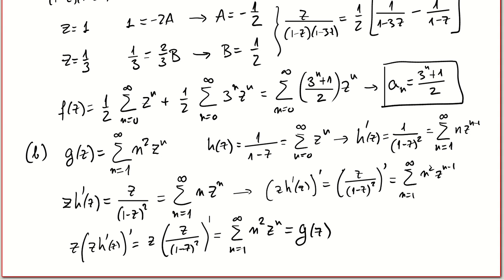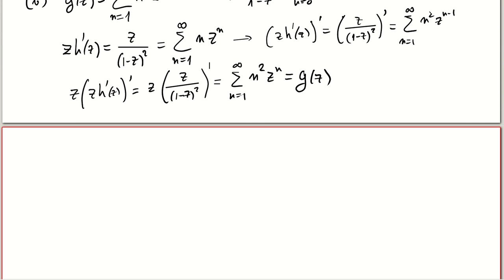Okay, so let's do that, right? So let's take the derivative of this. This is a quotient, so you have the derivative of z, which is 1, times this, so 1 minus z squared, minus z times the derivative of this, which is 2 times (1 minus z) times minus 1, so plus.